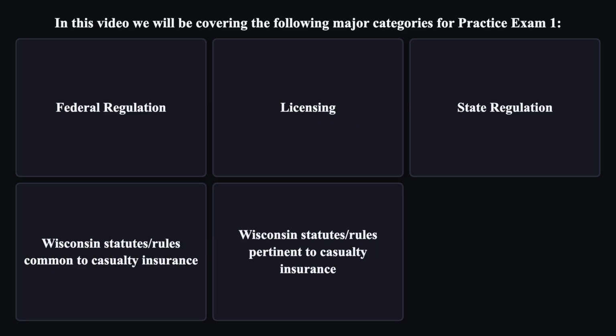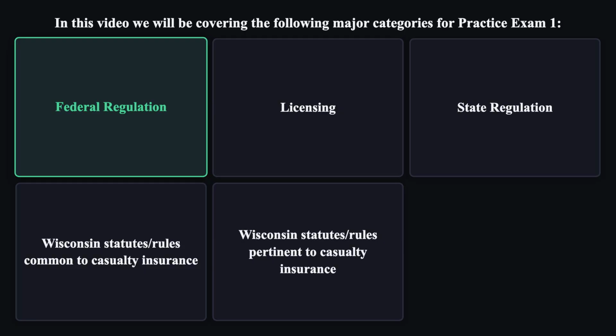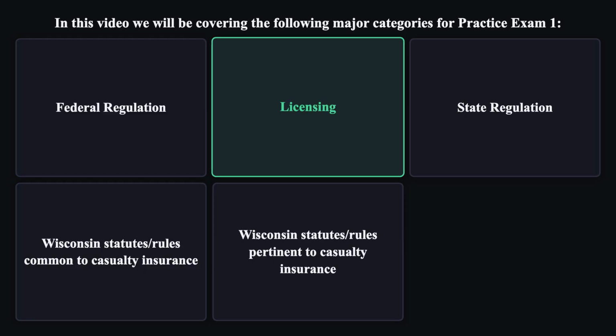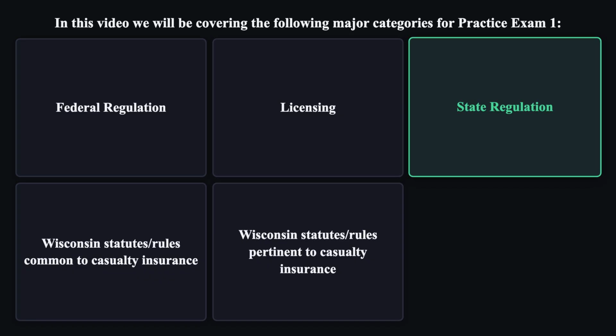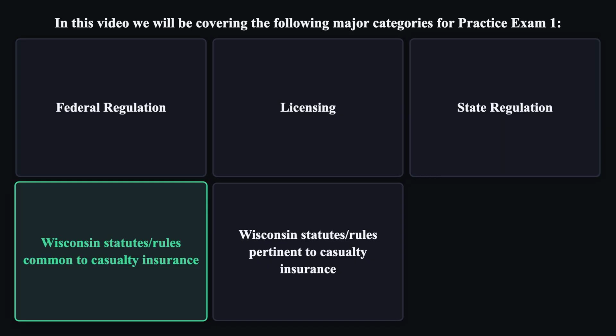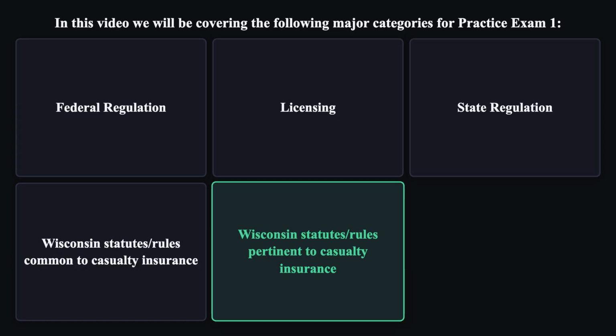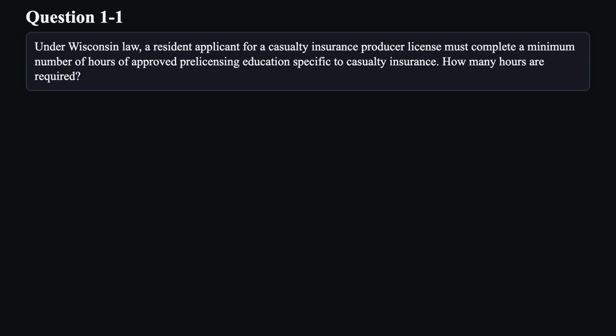In this video, we will be covering the following major categories for Practice Exam 1. Federal regulation, licensing, state regulation, Wisconsin statutes, civil rules common to casualty insurance. Wisconsin statutes, rules pertinent to casualty insurance. Let's walk through the format. I'll read each question and its choices. Let's get started. Question 1.